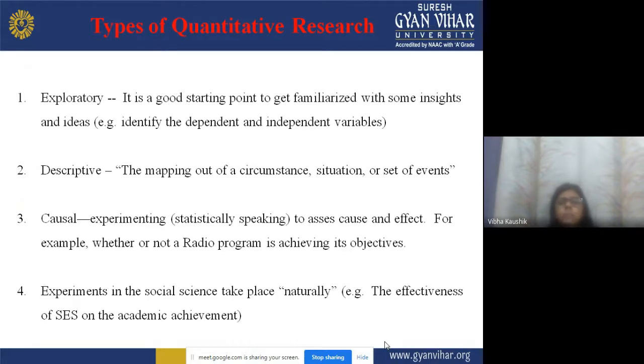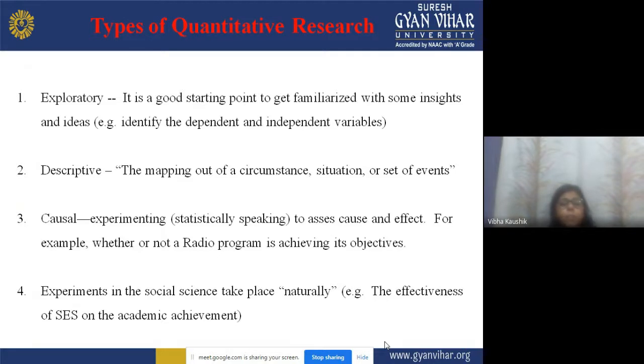The second one is descriptive: the mapping out of circumstances, situations, or sets of events. Here we map out the circumstances that lead to a particular situation, or the set of events. The third is causal experimenting, where you experiment, statistically speaking, to assess cause and effect relationships. When we conduct an experiment, we assess what causes something and what its effects are.